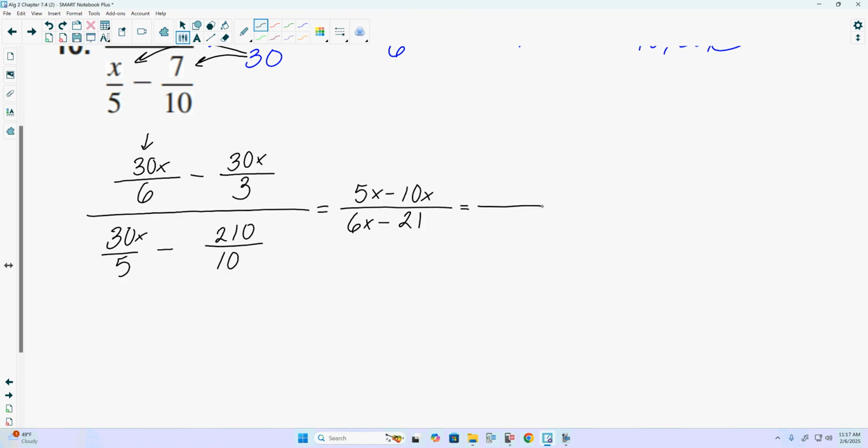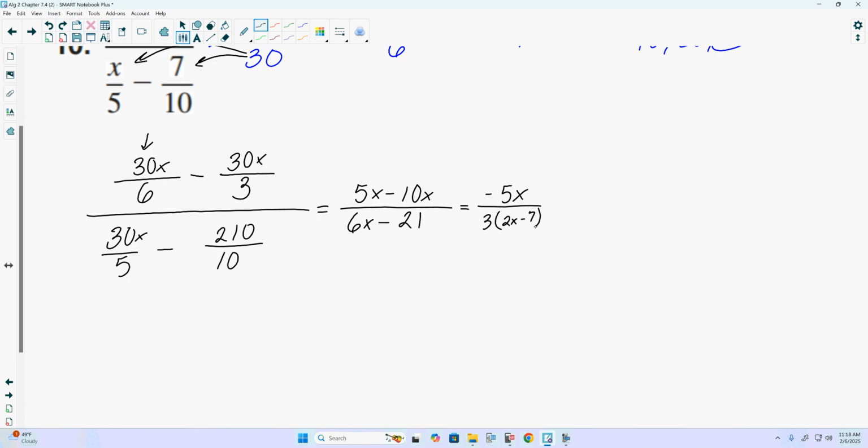Now let's look at the numerator first. Questions? 5x minus 10x is negative 5x. Can we combine 6x and negative 21? 6x minus 21 is not like terms. Is there a common factor between 6x and 21? 3. So we can factor the 3 out. If I factor the 3 out of 6x, we're left with x minus 7. The numerator is factored, negative 5x. That's as far as we can go, I guess.